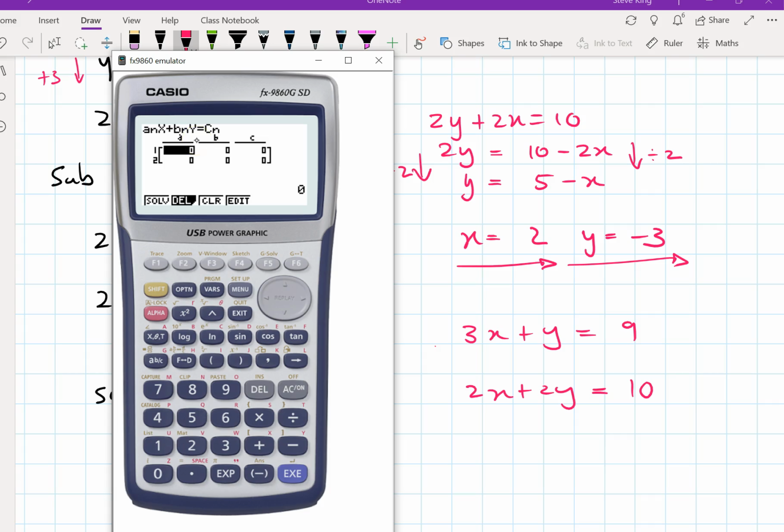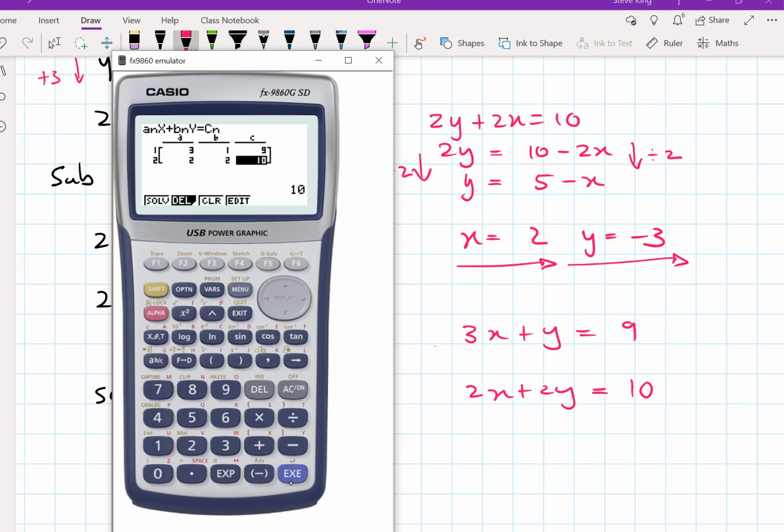So all I have to do now is go and fill in the coefficients, the numbers that come before the variables, before the letters. So 3 comes before the x. There's a 1 in front of the y. We don't see it, but we know it's there. And 9 is the last number. In the second equation, I've got 2x and 2y, and that's going to equal 10.